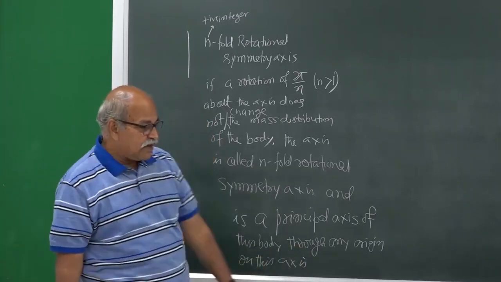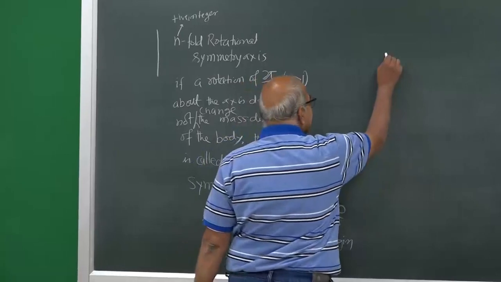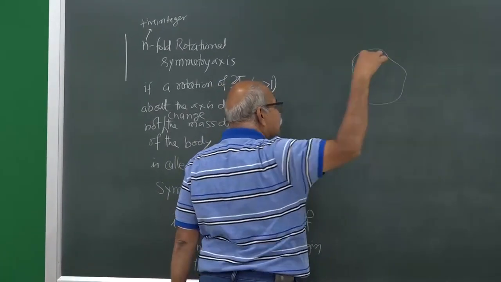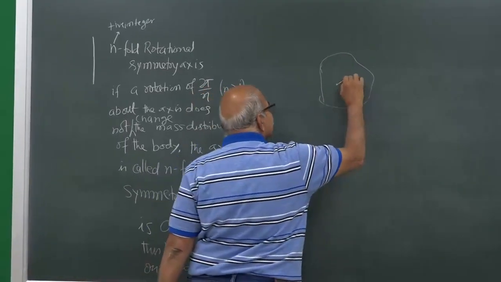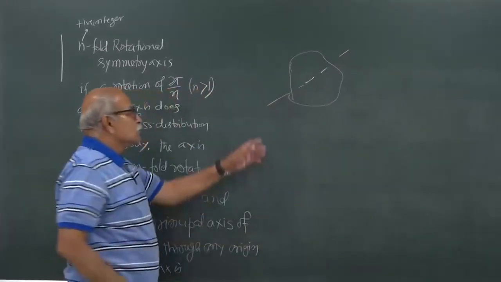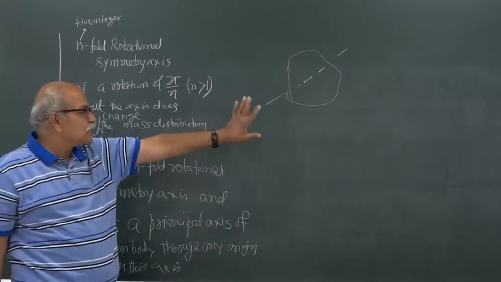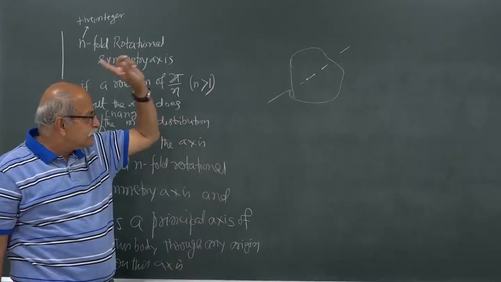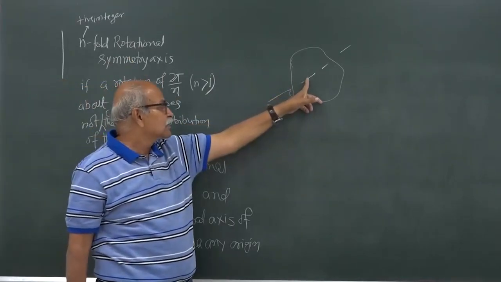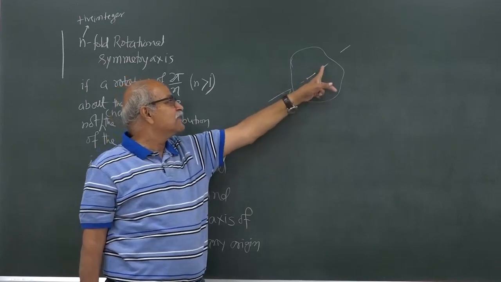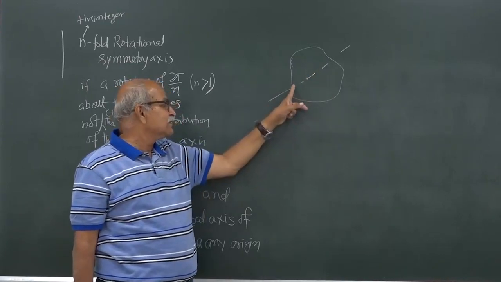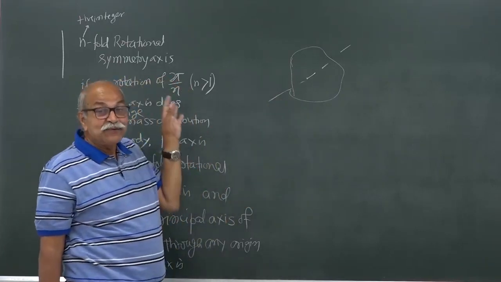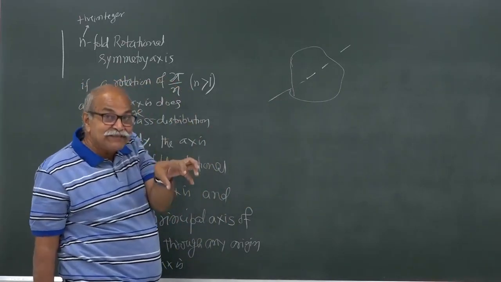Okay. So, if I have an object, and there is a point, and I can find a line which is a 2-fold symmetry axis or 3-fold symmetry axis or 6-fold symmetry axis, this line has to be a principal axis through this origin. And if I take my origin here, then also, if I take my origin here, then also. So, this line is a principal axis of this object. So, this is one way to guess the principal axis.